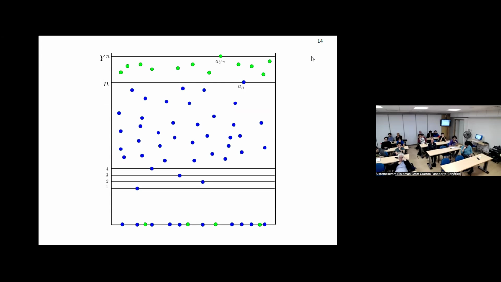This is the case when Y_N is bigger than N. The situation is very similar. The common points are all these blue ones, and these green points are the excess points given by the Poisson when Y_N is bigger than N.